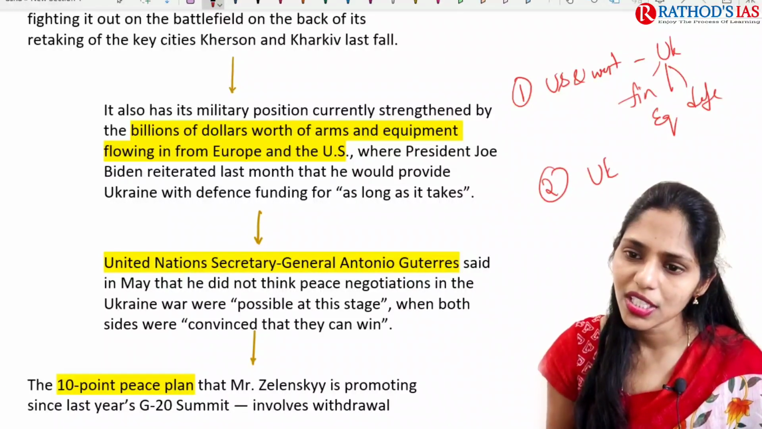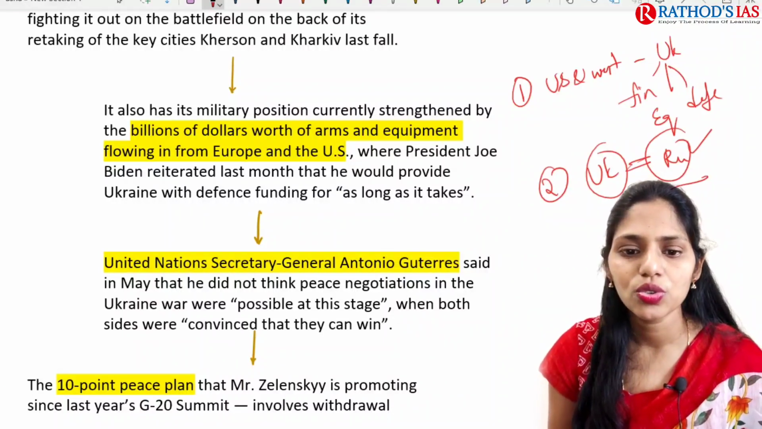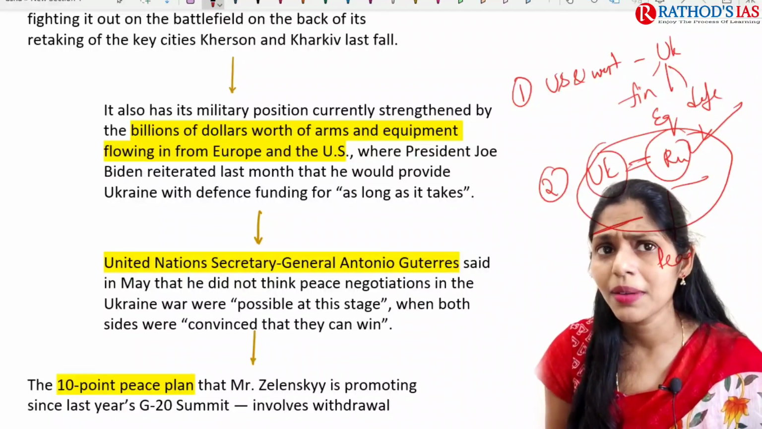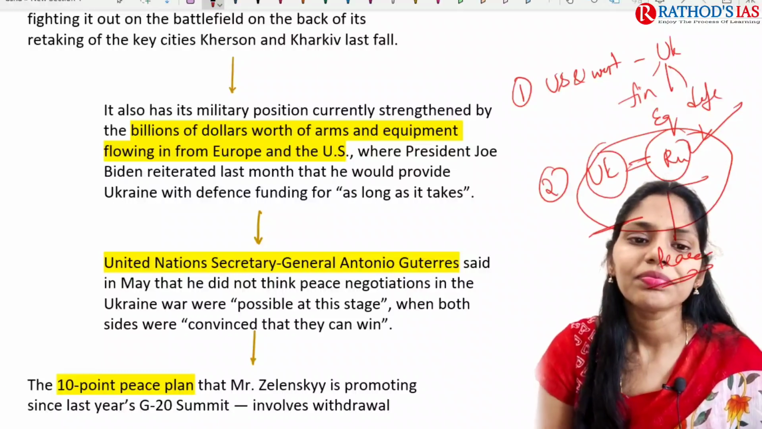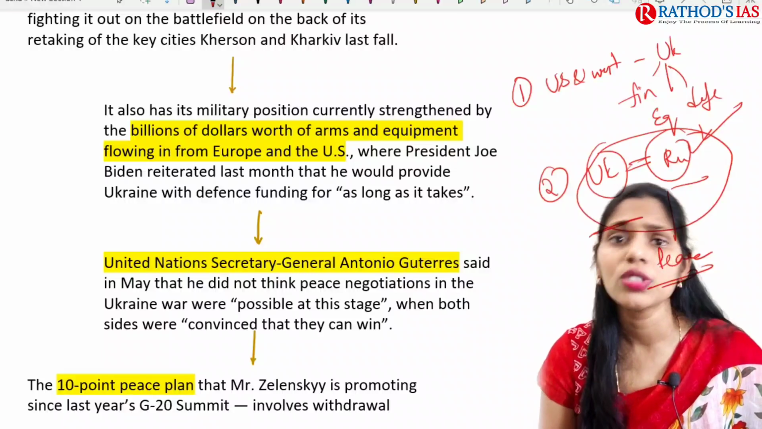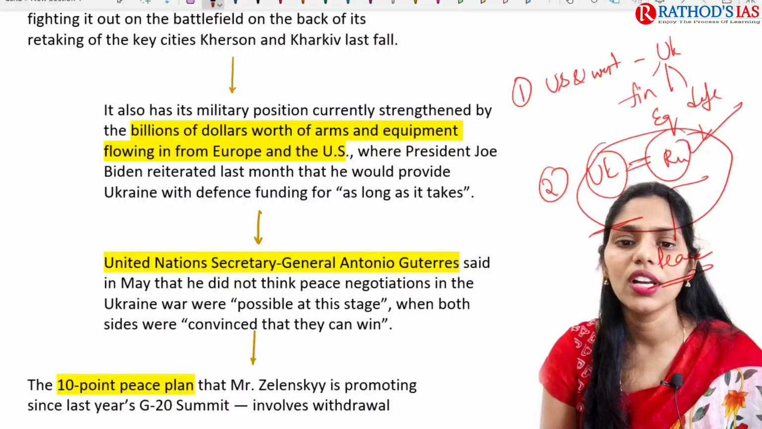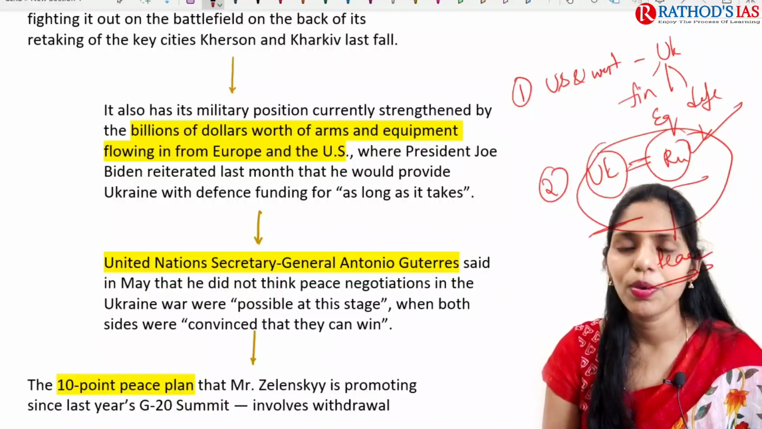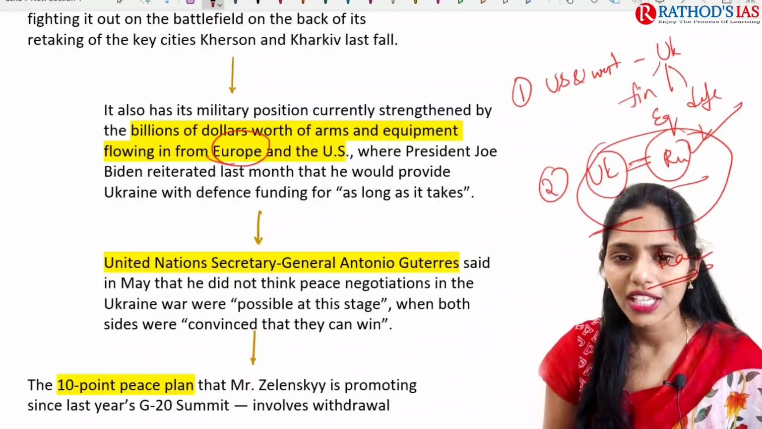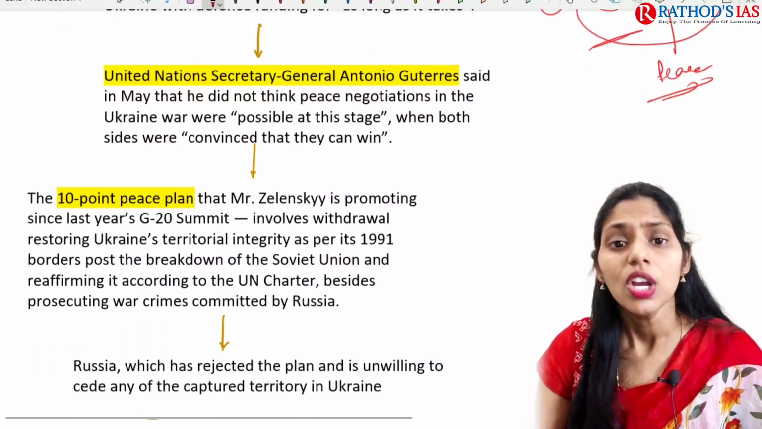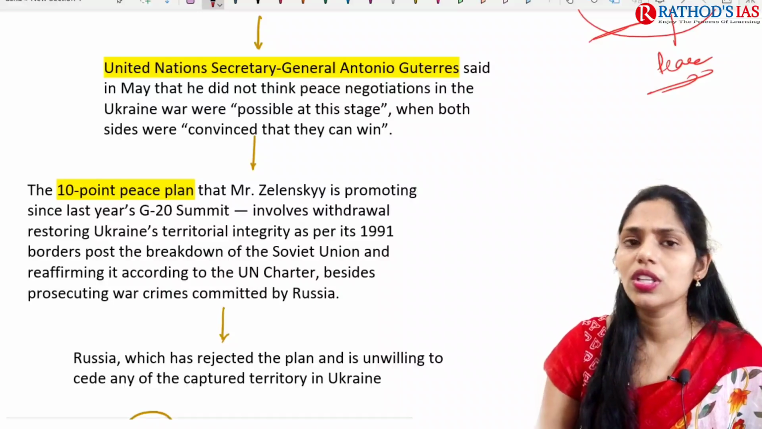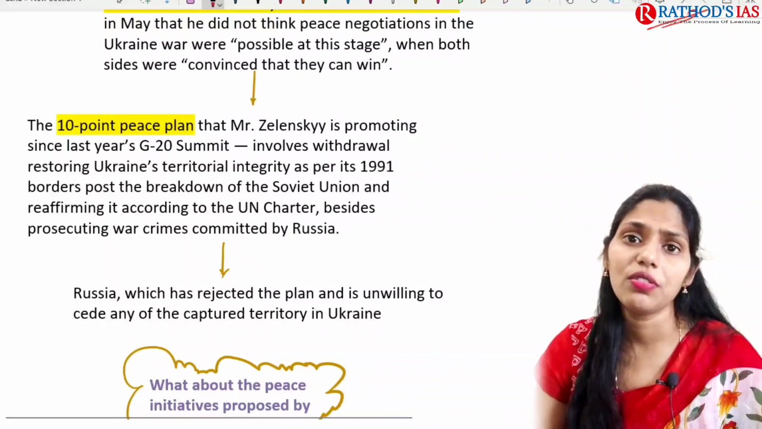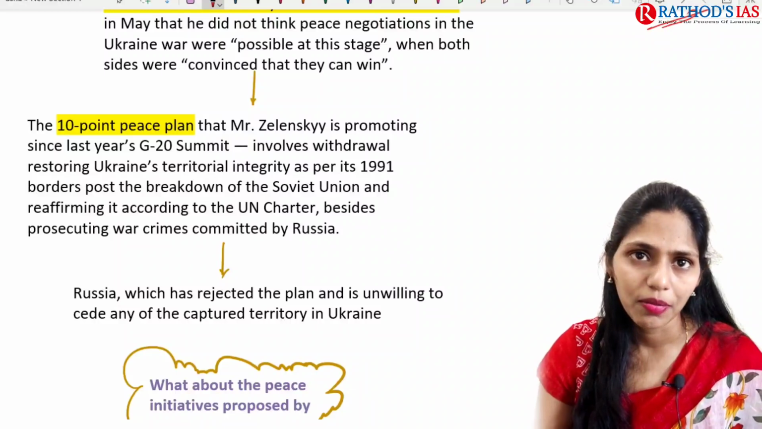And from both sides, Ukraine says that we are going to win, and Russia says that we are going to win. Whenever these two countries have the confidence that they are going to win, why would they come for peace talks? They will not come, right? If we're talking about the military position of Ukraine, it has been strengthened by billions of dollars given by these Western countries, and even arms and equipment important for the war have been supplied from Europe as well as the US to Ukraine. And even the United Nations Secretary General said that these peace negotiations are not going to happen, because these two countries have confidence that they will win. Because of that they are not going to come up with peace talks soon.